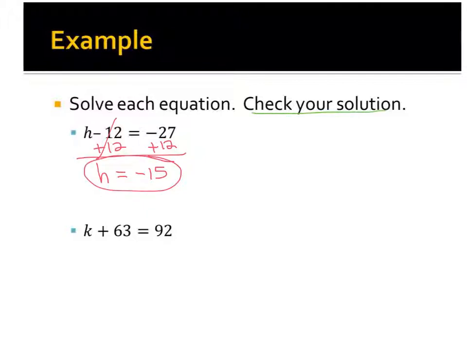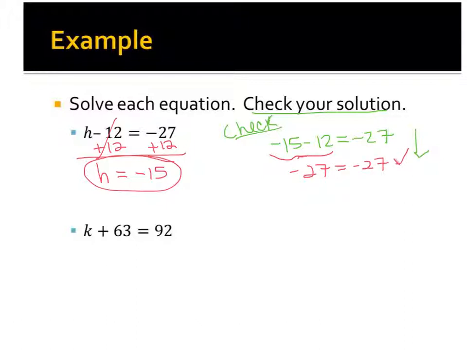And if your directions say check, I expect to see a check. Your check is you plug in what the variable equals. We get negative 15 minus 12 equals negative 27. I have not done any math yet. All I did was replace h with negative 15. Then you're going to work this straight down and see if the two sides equal each other. So working just on the left-hand side here, I get negative 27 equals negative 27. Yes, that works, so it checks. In a check, you don't move anything to the other side, you just work straight down.